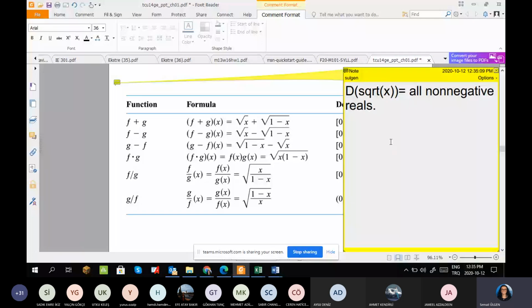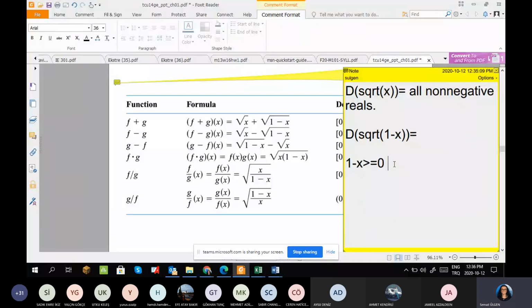Okay, what's the domain, on the other hand, of square root of 1 minus x? Is this still all non-negative reals? Can anyone say? Is this true? Yes or no? This is not true. So the domain of this has to be, how do we find it? We have to find it like this: 1 minus x is greater than or equal to 0, right? That's how we find it.